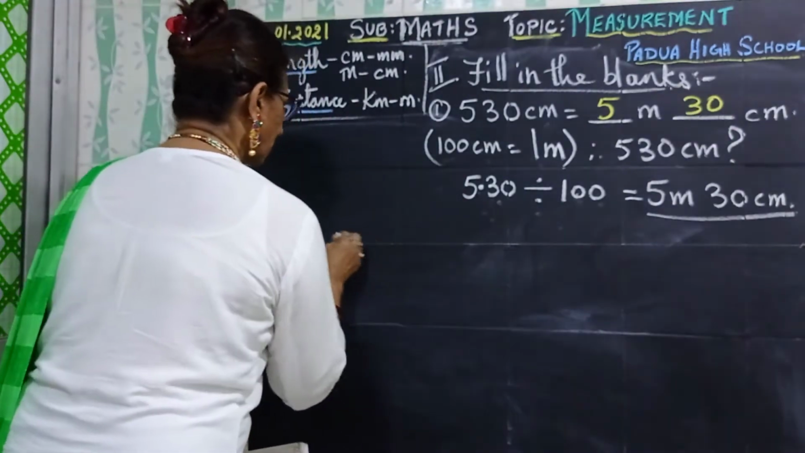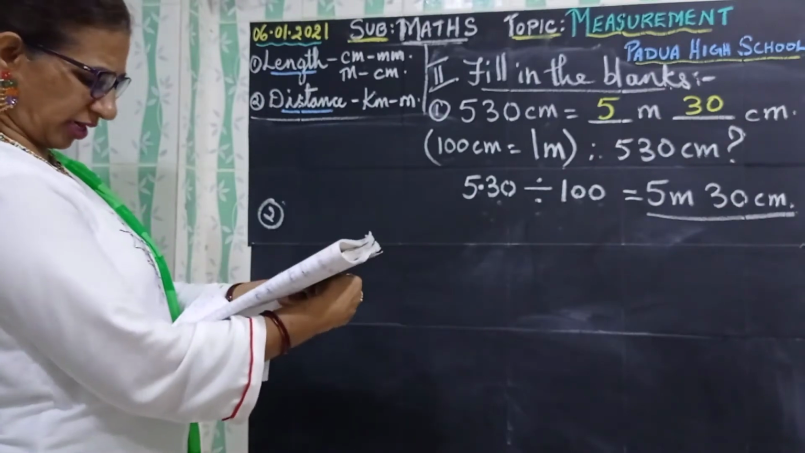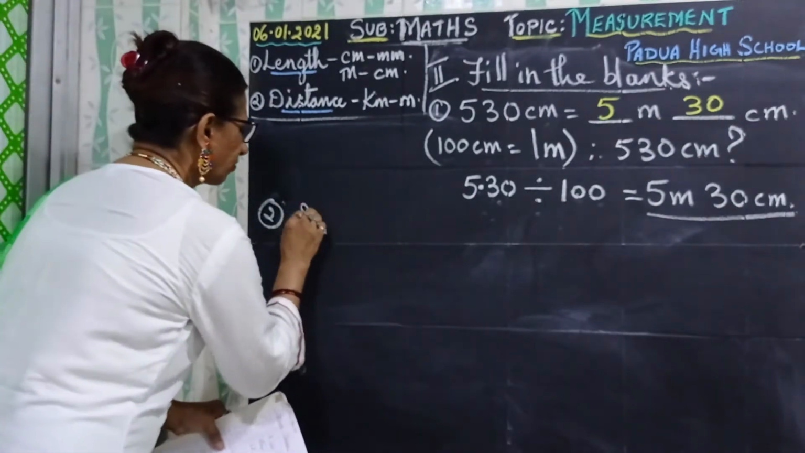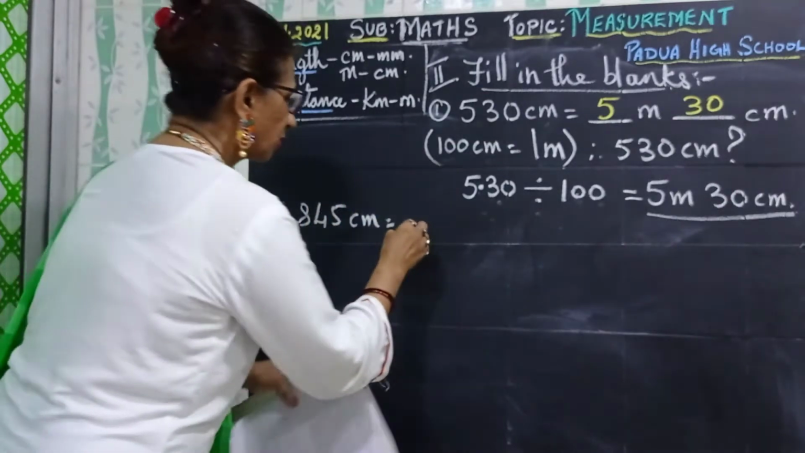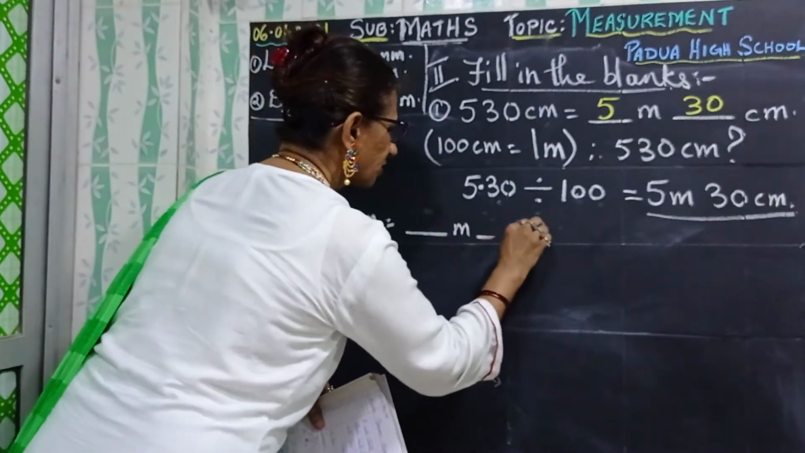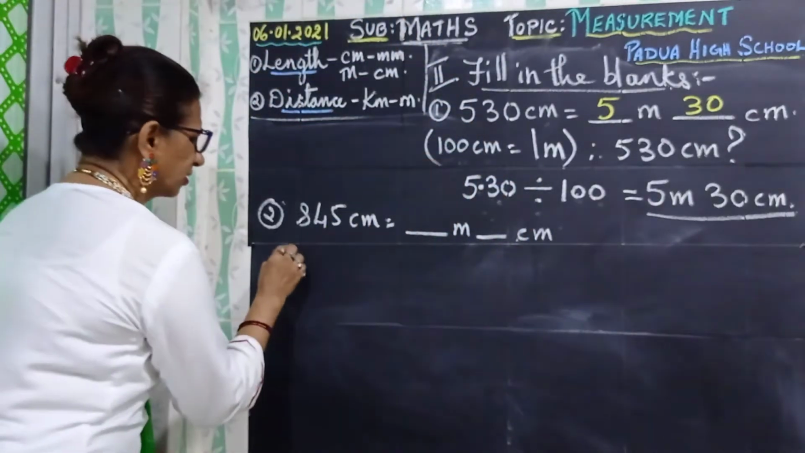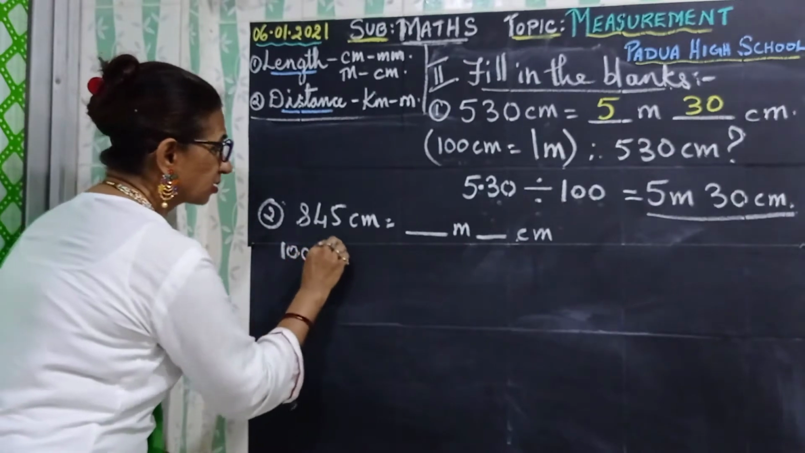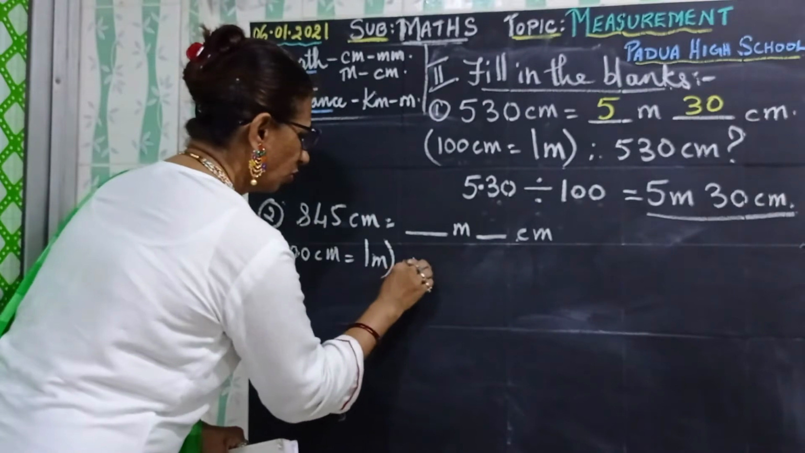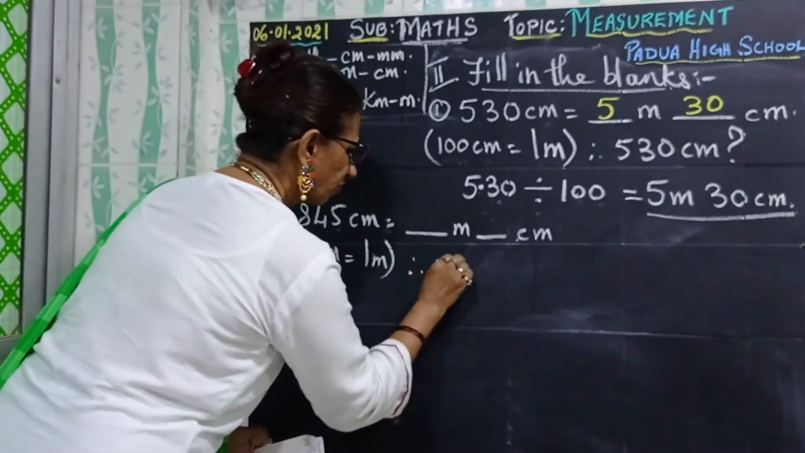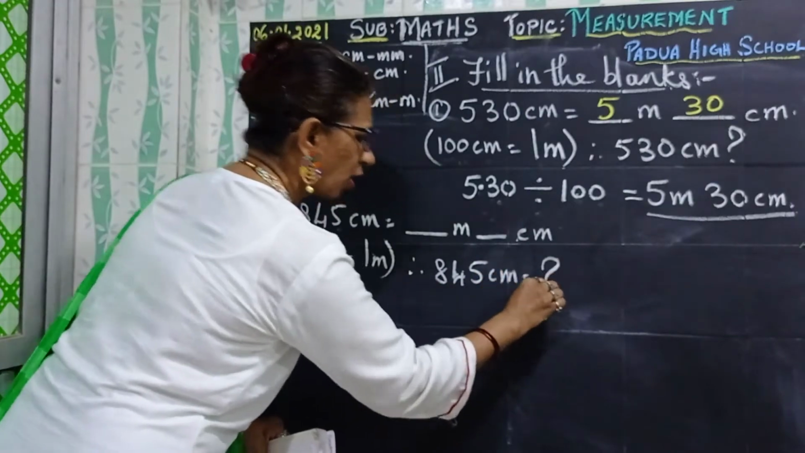Second one. Okay, sum number 2, let me take from here. Now suppose you are having 845 centimeters is equal to dash meters and dash centimeters. So simple, you have to write like this: 100 centimeters is equal to 1 meter, put it in brackets. Therefore 845 centimeters is equal to how much?